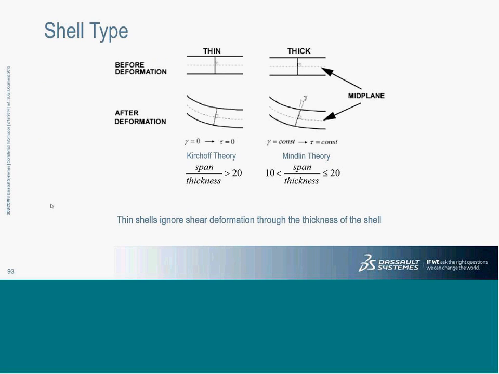If this span to thickness ratio is more than 20, then you need thin shells. Other way around, if it is somewhere between 10 to 20, then we need thick shells. So the first thing is the difference. Basically, in thin shells, we are neglecting shear stress across the cross section, as there is not much variation happening across the thickness of the element. Whereas in the thick option, that is being considered.